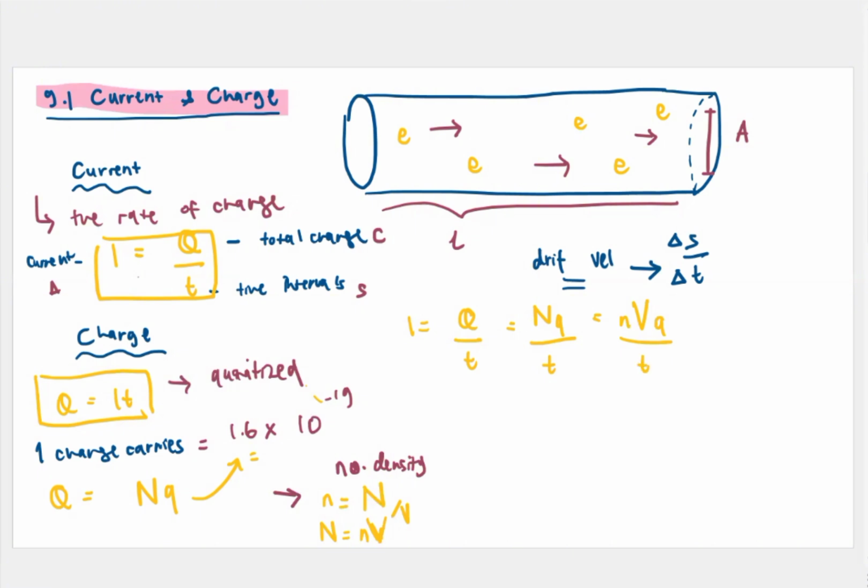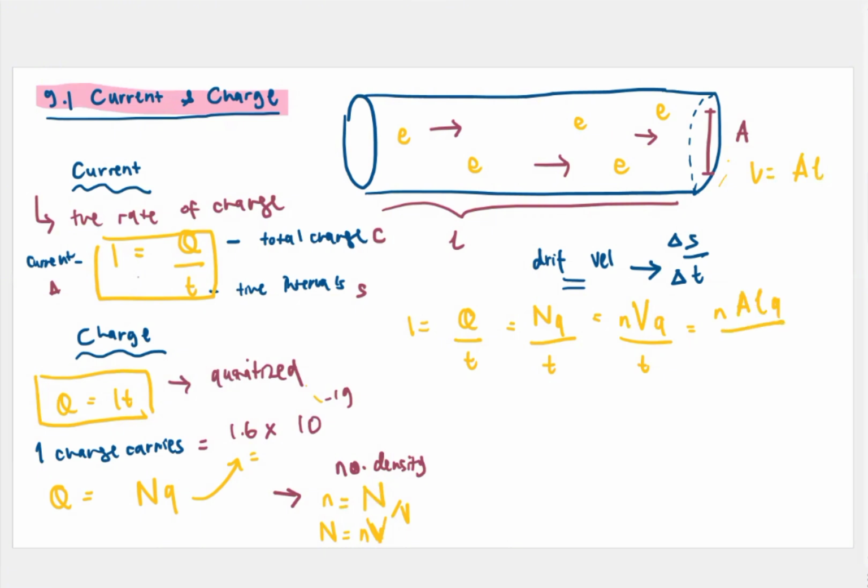Alright. Now, where do we get this volume? Well, we could see that the wire is a cylinder, which has an area, so the volume is area times length. So yeah, we could also plug it in the equation. Substitute V with A and L. So number density times area times length times quantized charge divided by time.